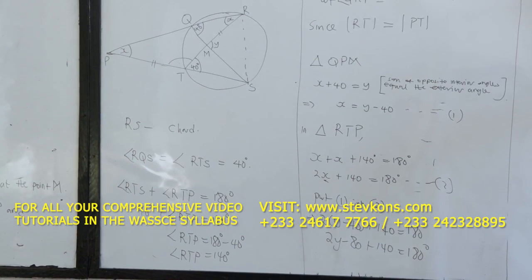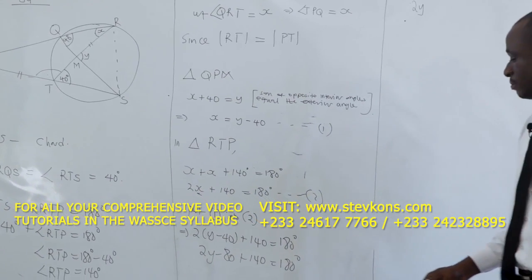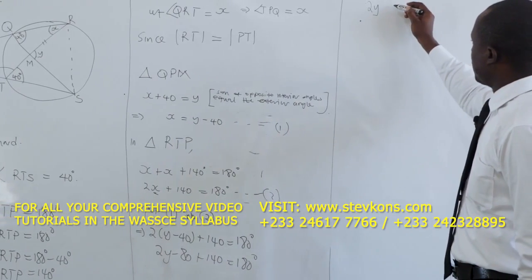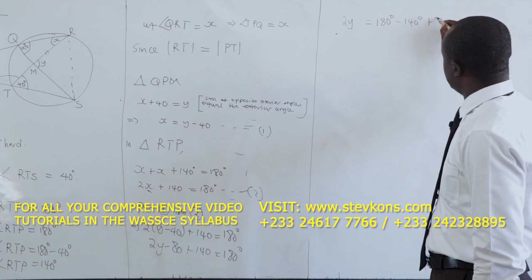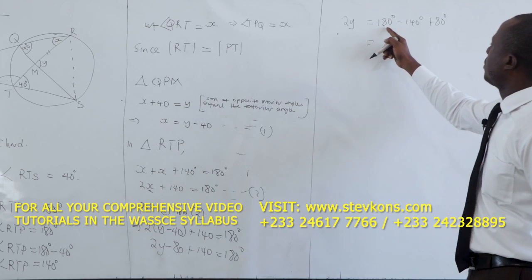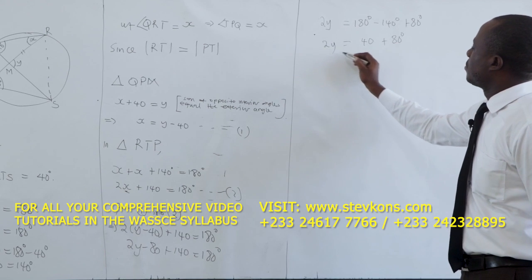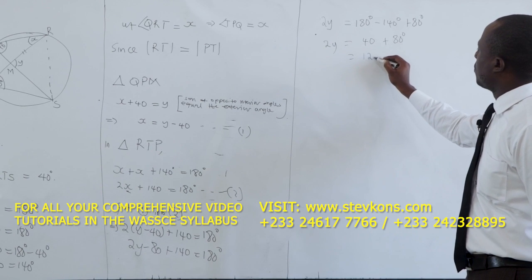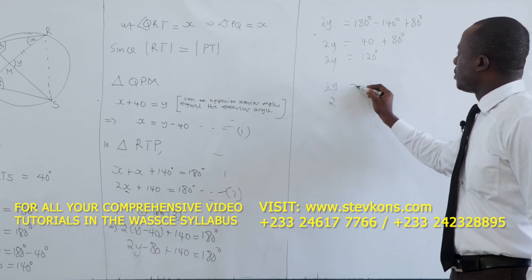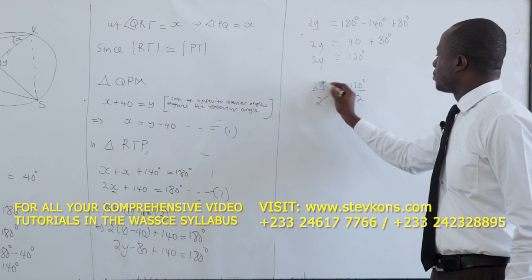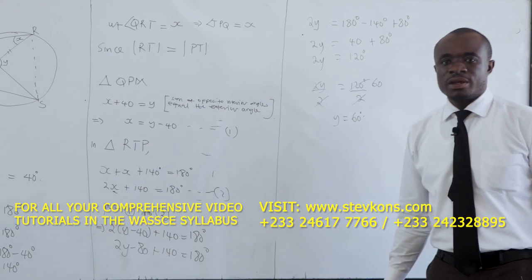Now what do you have? We have 2y, and this minus this, but this one comes here. So you have 2y equal to 180 minus 140 degrees plus 80 degrees. Now 180 minus 140 gives us 40 plus 80 degrees, and this gives us 120 degrees. We want to find y, so we divide both sides by 2. So y equals 60 degrees.